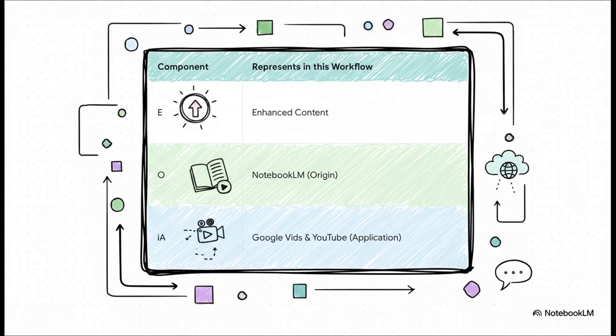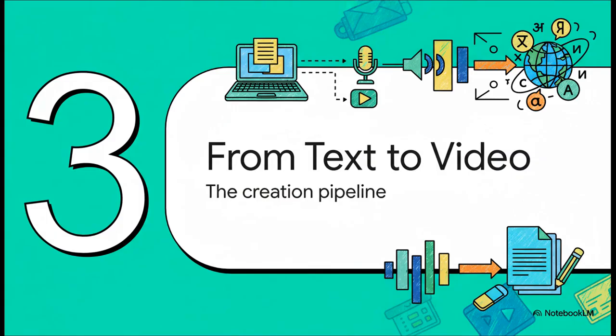See? It's actually super straightforward. E is your final product, the enhanced content, that beautifully polished video series. O is the origin, which in this case is NotebookLM. That's the tool that first breathes life into your text and turns it into a video. And IA? That stands for the creative application. That's where tools like Google Vids and YouTube step in to add the final polish and get it out to the world.